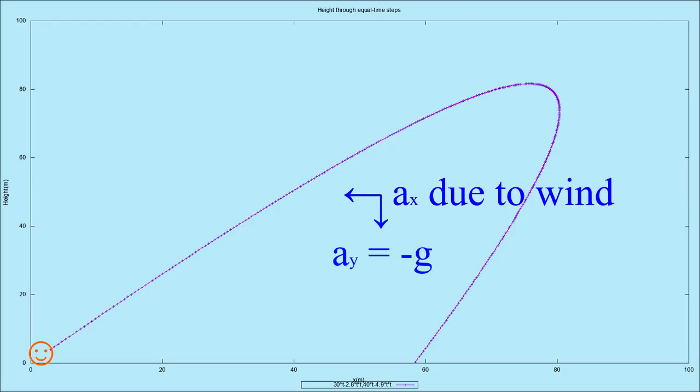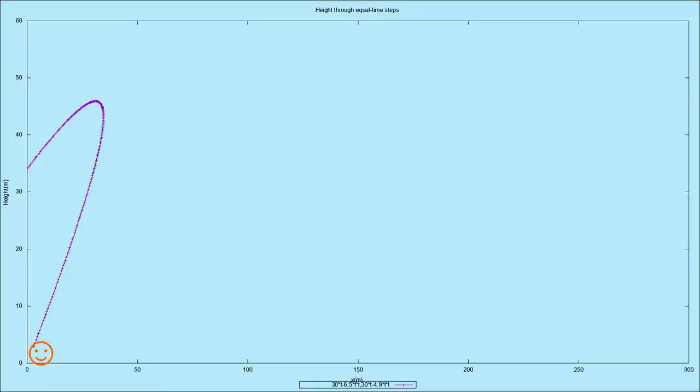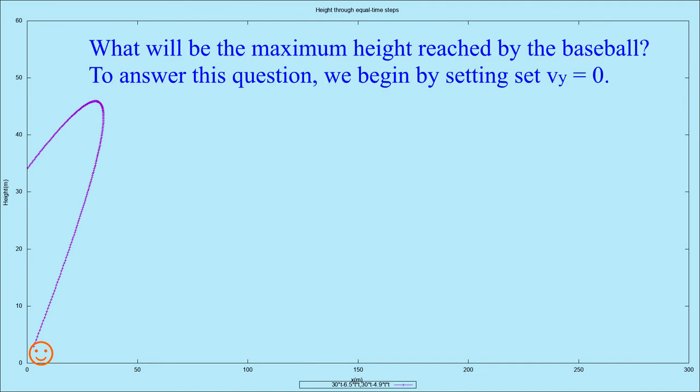Or a sub x equals minus 6.2 meters per second squared, which means that the batter is hitting into the wind. Here is a strong headwind. What will be the maximum height reached by the baseball? To answer this question, we begin by setting v sub y equals 0.